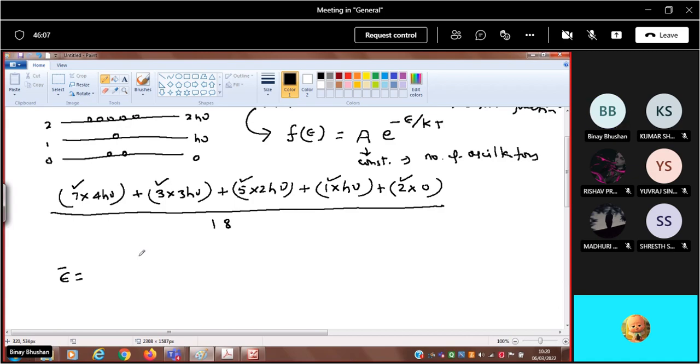Yuvraj, can you tell? Sir, hν into f(ε) divided by number of oscillators. Total energy divided by A e to the power minus ε by kT. टोटल एनर्जी कैसे लिखेंगे? Madhuri, can you tell? f(ε) into A e to the power minus ε by kT.